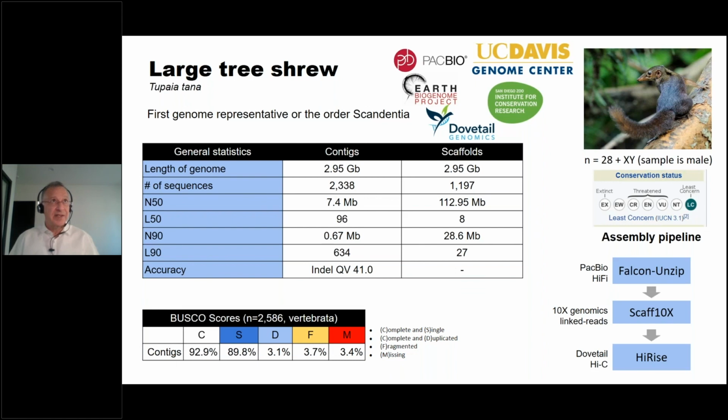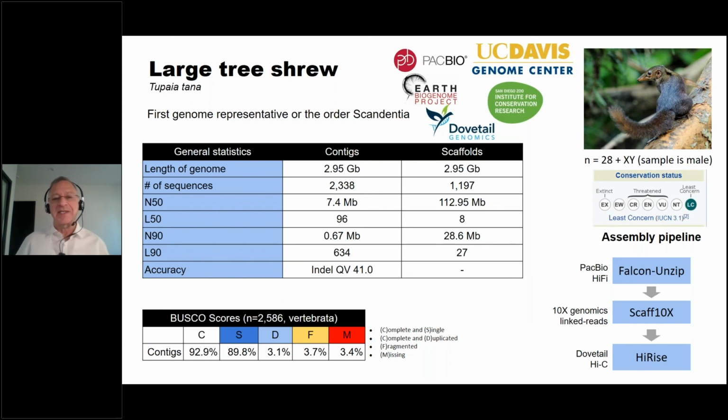And as you can see, the scaffold N50 here is 7.4 megabase just for the HiFi contigs. And when you add in the scaffolding, you've got a really high quality chromosome scale assembly at about 113 million bases for N50. Important to also note here is the L90, which is the count defined as the smallest number of contigs whose length sum makes up 90% of genome size.